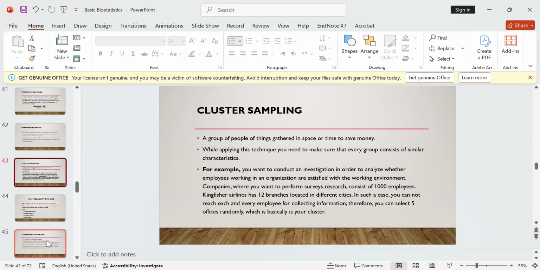In such a way, we cannot survey everyone, so you can select 5 offices randomly which is basically your cluster.